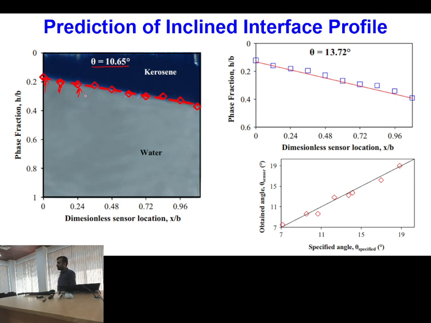And this is the photograph, and these points are the discrete data at sensor locations which are predicted by the sensors, and this trend line is the fitted line between all the points. So from this you can see that it is very closely predicting the different data. And here, if you simply calculate the slope of this trend line and compare with the angle which you have specified in the tank, so if you plot specified angle versus the angle obtained from the sensor, these are matching quite well. So it means if you have inclined interfaces, this type of measurement is working well.